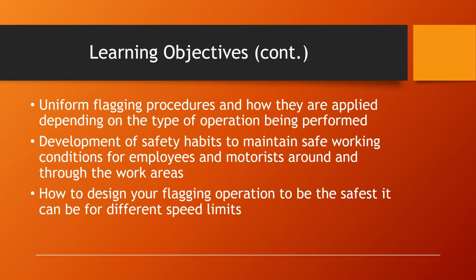And we'll go over a quick method of how to design your flagging operation so that it will be the safest it can be for different speed limits. In Ohio, we have, of course, the highest speed limit on two-lane roads, and that's 55 miles per hour. But then we have some other two-lane roads that maybe are only 35 miles per hour, or maybe 45. And we'll learn that the speed limit has a direct impact on how we set up our flagging operation.